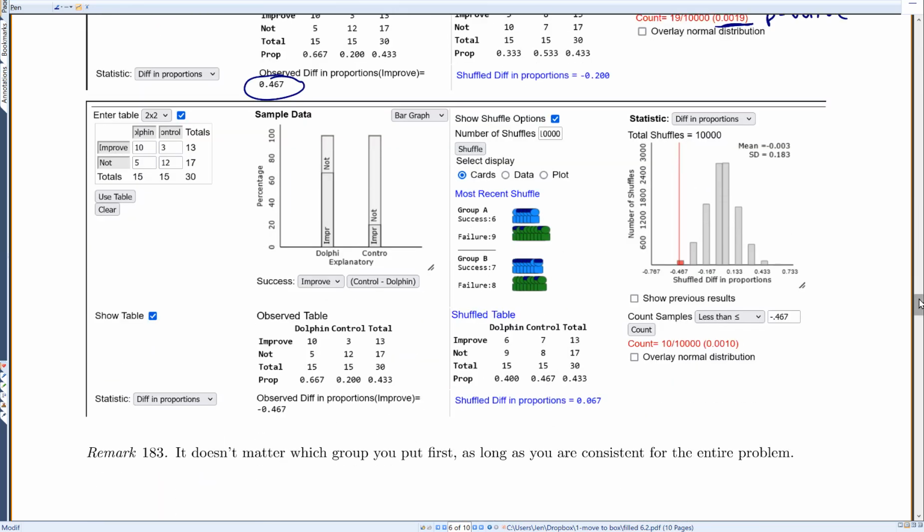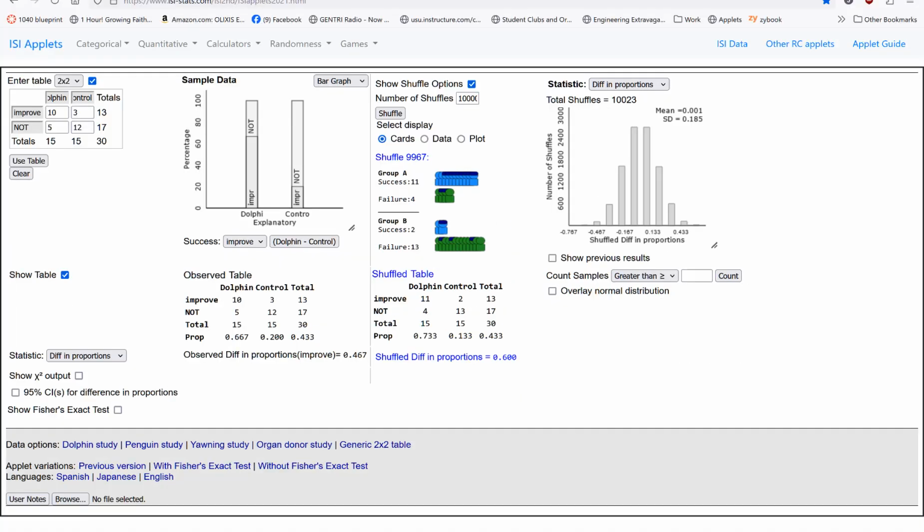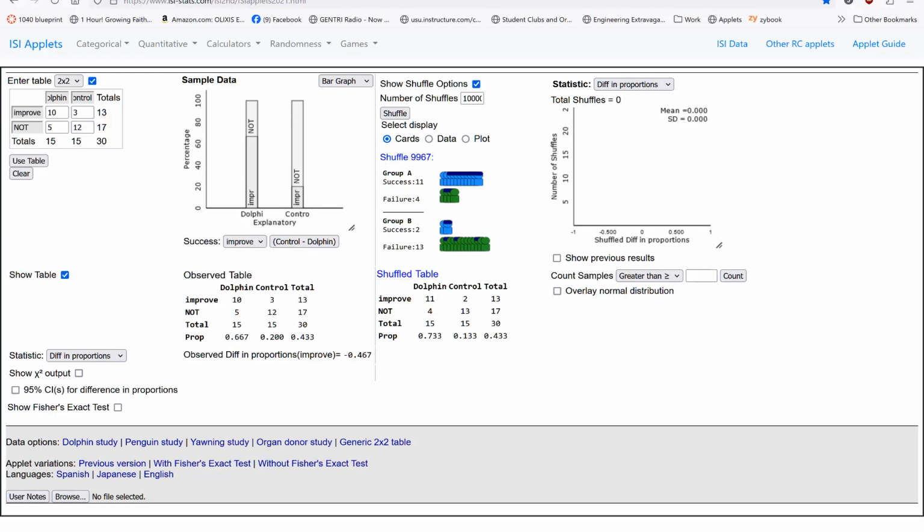But on my applet, all I have to do is click this button right here. I just click the button, it will switch from control minus dolphin, and it will change my observed difference, and it will change everything else, but unfortunately you do have to shuffle again and count again.